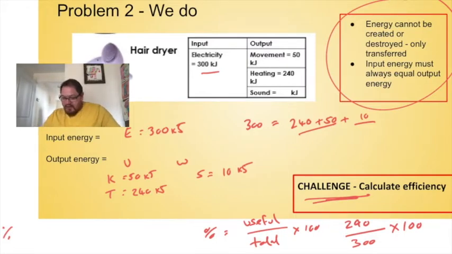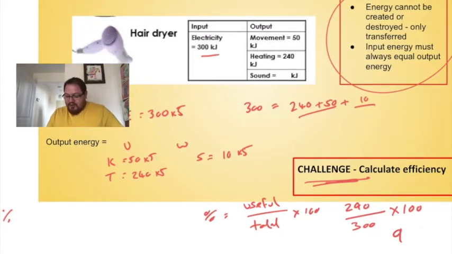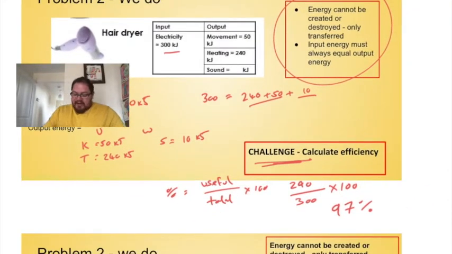I'm just going to use my calculator now. So 290 divided by 300 comes out to be 0.96. When I times that by 100, I'm going to come out to be 90. Oops, let me change my pen. It's actually 0.966666. So I'm going to round that to 0.97, which is 97% efficient, which is very efficient. I doubt if these figures are actually correct for the hairdryer. You're going to get a lot more sound energy, I should imagine.